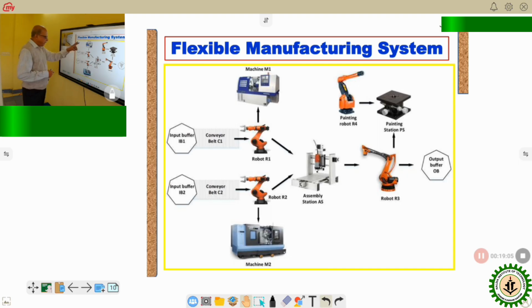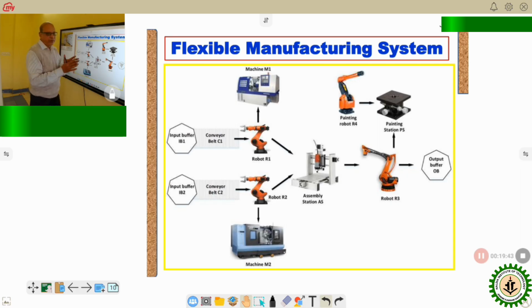So how does the system work? Additionally, from the workstation point of view, we have 2 CNC machines, M1 and M2, and in between there is an assembly station known as AS. Say, for instance, there are 2 components. One component will be processed by machine 1 and the other by M2. R1 will pick up the raw part from conveyor belt C1 and transfer it to machine 1. Similarly, robot R2 will pick up the material from conveyor C2 and transfer it to M2.